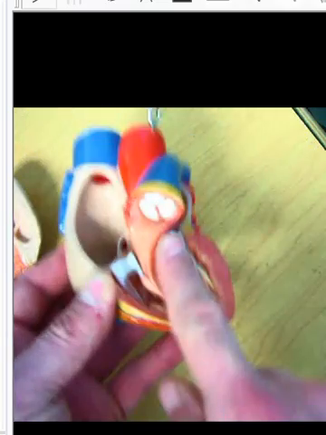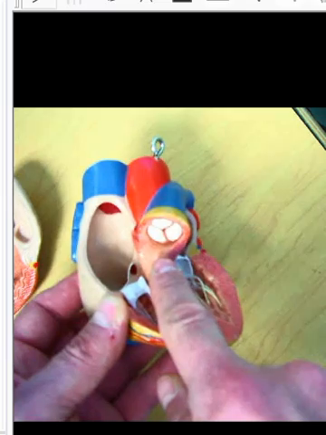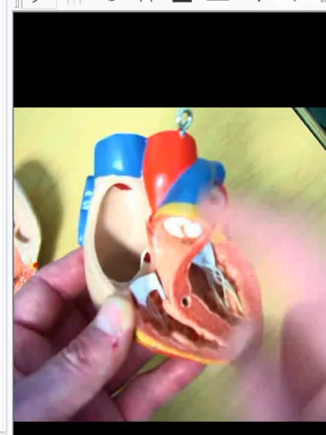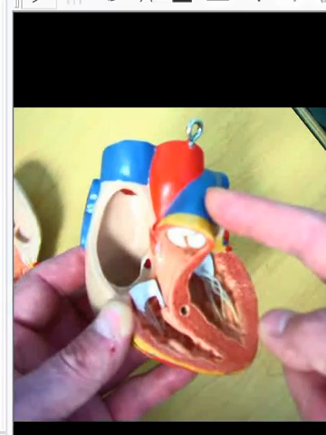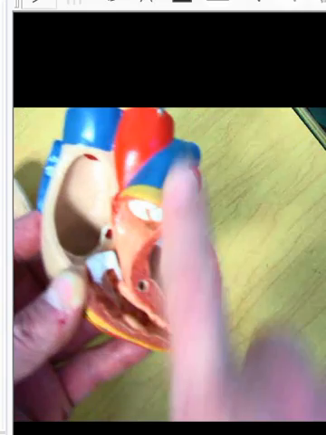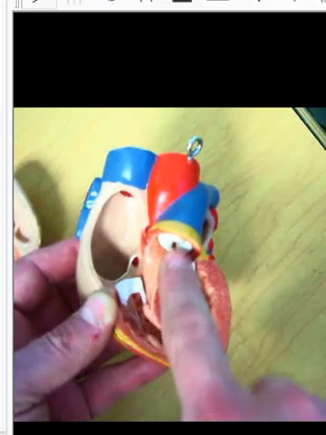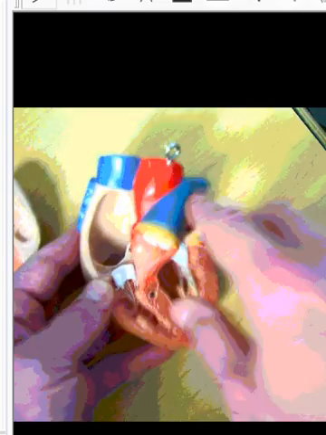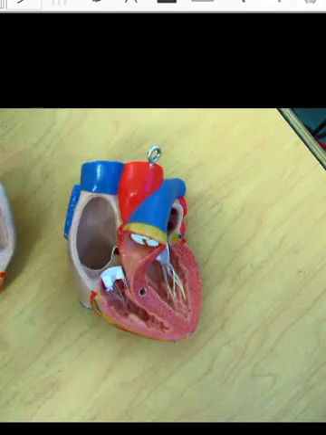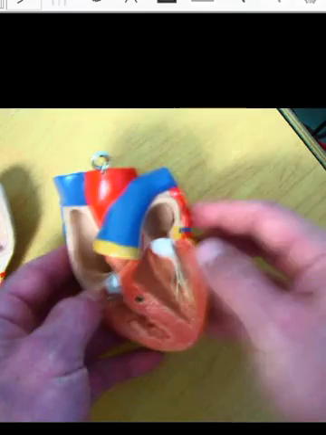It's going to force them through this valve. This valve is going to take it into the pulmonary artery. Right? Arteries always flow away from the heart. So since it's leaving the heart, this is an artery, and this would be the semilunar valve.